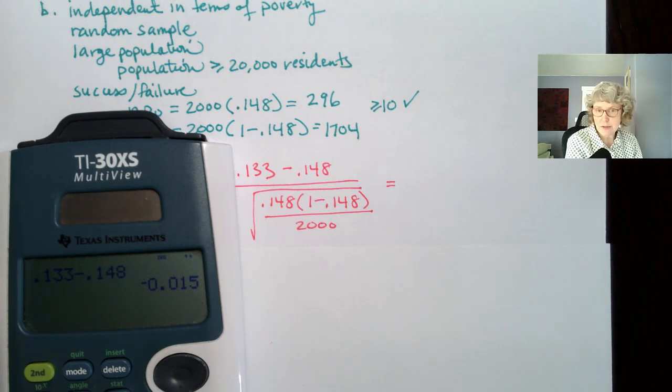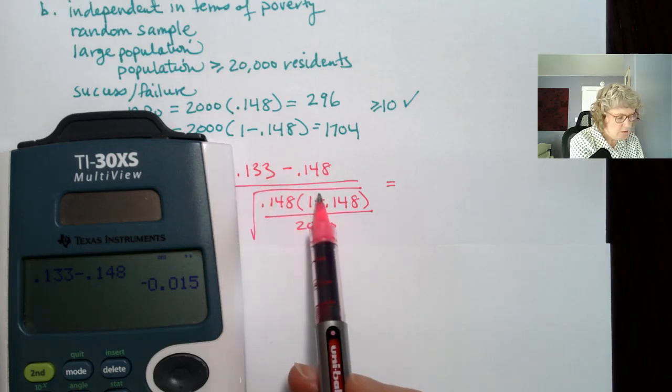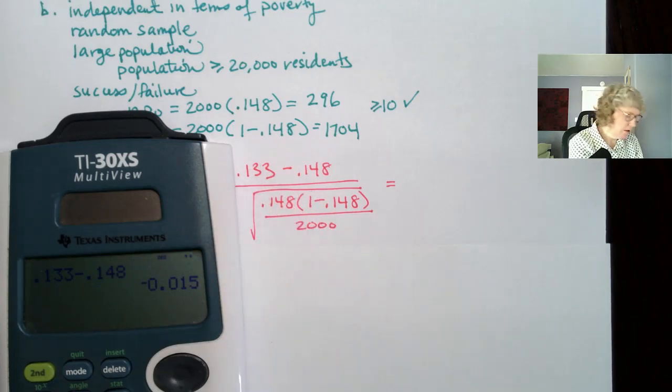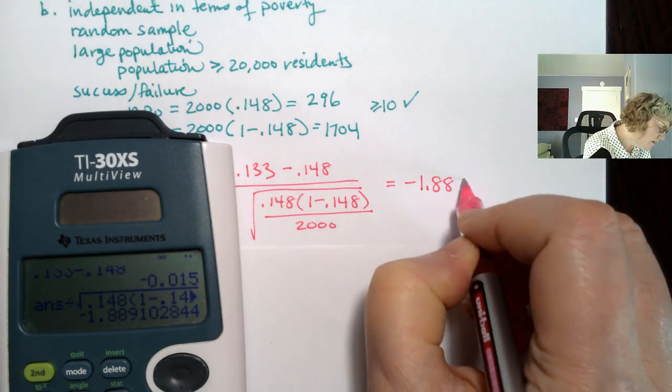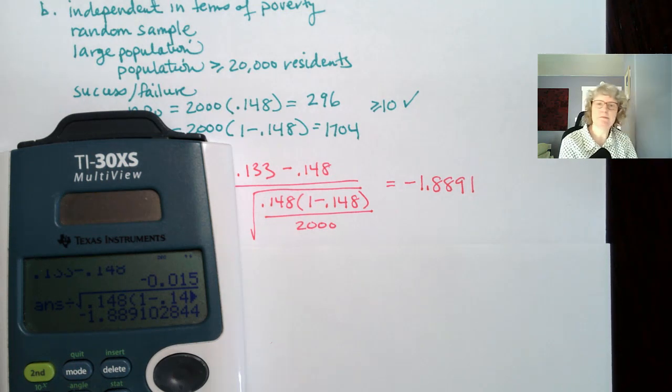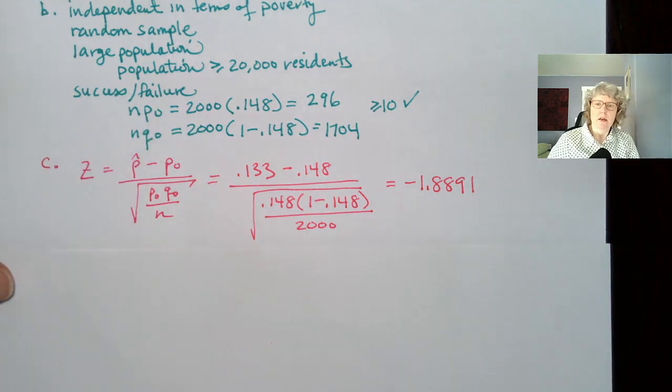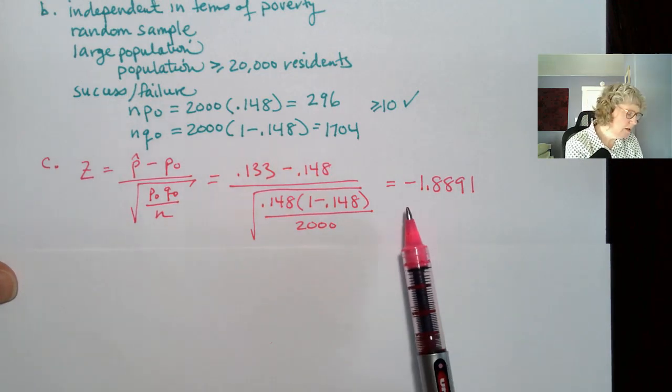Okay, it's negative, so it's going to be in the left tail, which makes sense because the observed rate is less, so that means it should end up in the left tail. Okay, divided by the square root of 0.148 parenthesis 1 minus 0.148 close parenthesis divided by 2,000. Okay, I get negative 1.8891. So it's negative, it's in the left tail.